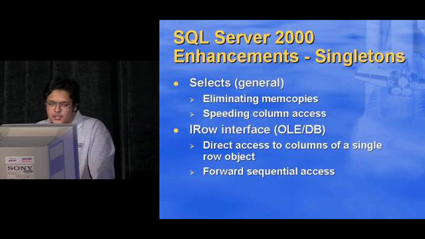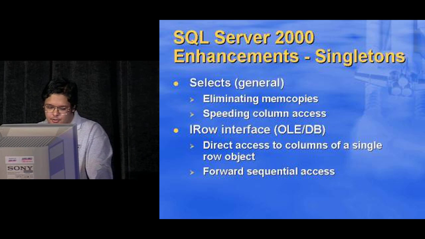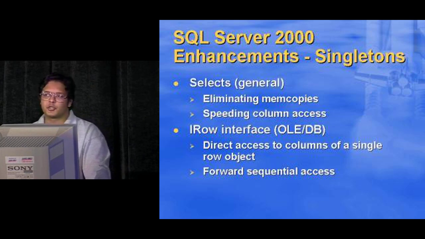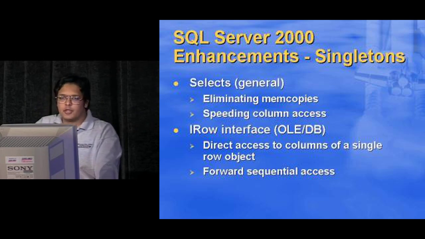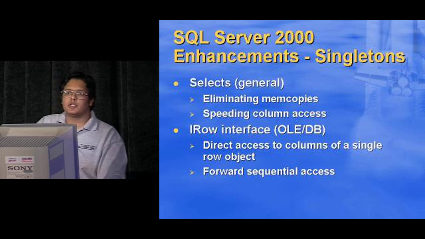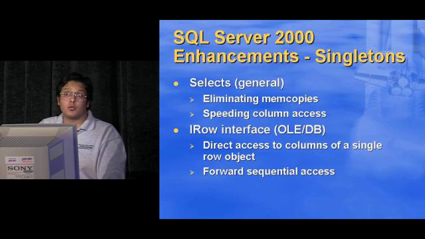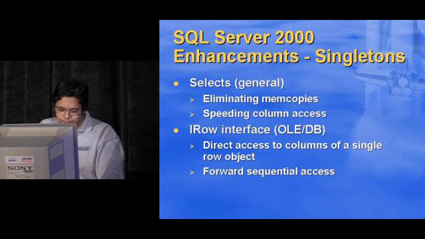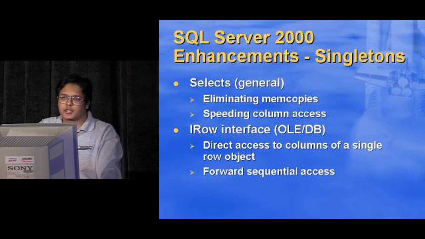When we work with partners, it's apparent that many of you do a lot of select workload, and much of this, 50% or 80%, ends up being singletons. So we focused on improving the performance here. Looking at this from the client side, what we can now do in the case of singletons is get the data directly from the network buffers into the application address space, saving 1 or 2 memory copies. We also sped up the processing for column access to make that more efficient.